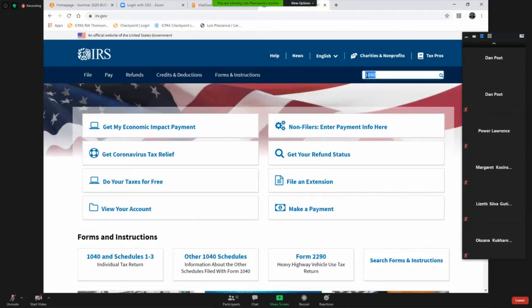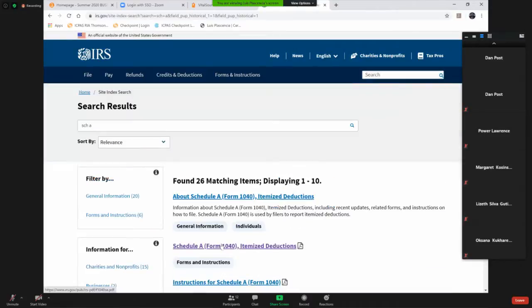Schedule A, itemized deductions. Schedule A is pretty straightforward, right? So let's review itemized deductions since we're on the topic.